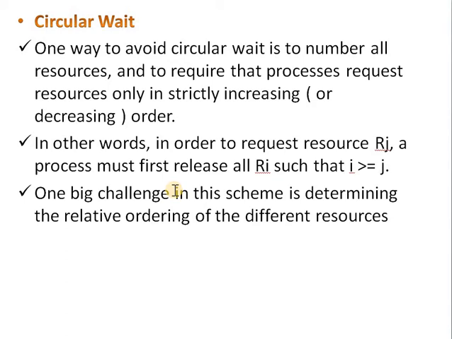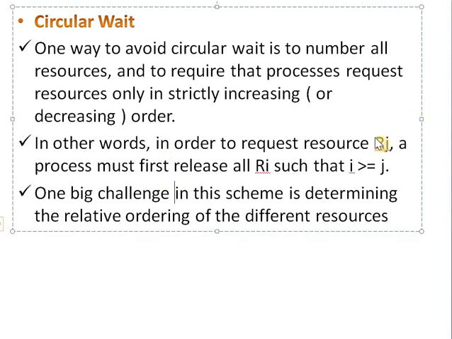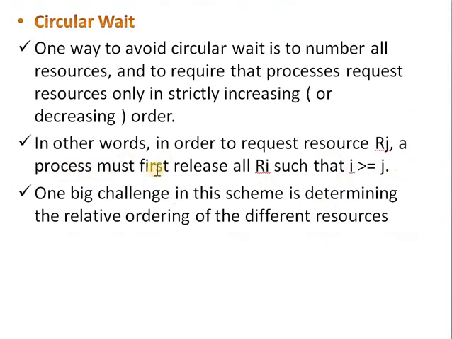That means in order to request resource Rj, a process must first release all Ri such that i is greater than or equal to j. Suppose a process requests a resource Rj, then the process first releases all its earlier resources. That means it first releases all Ri resources and then it requests the resource Rj. This is how circular wait is prevented.